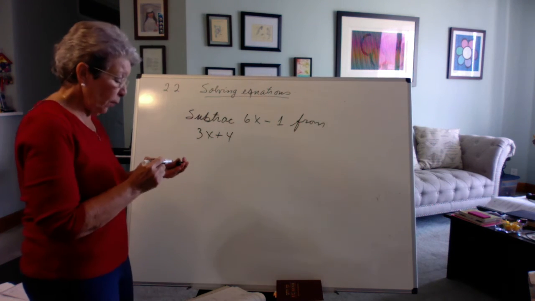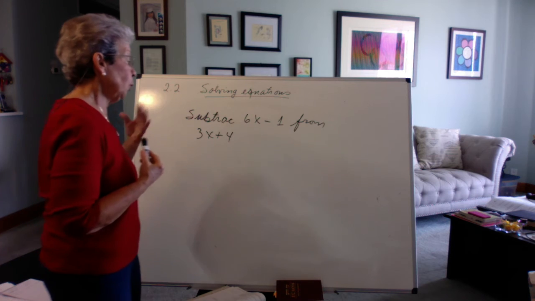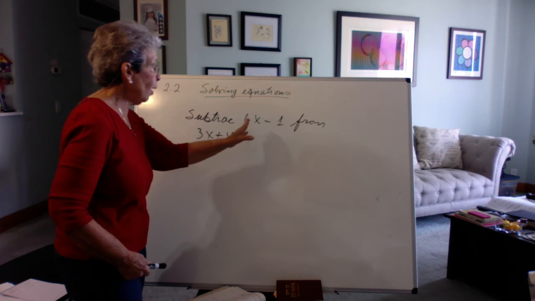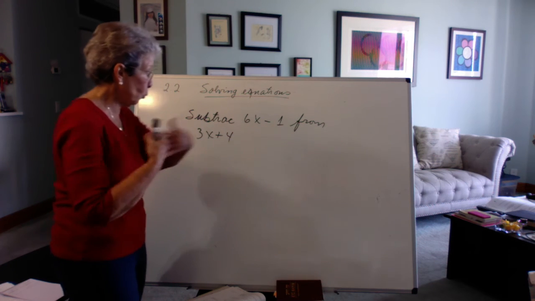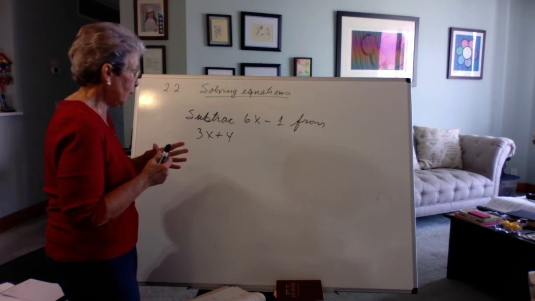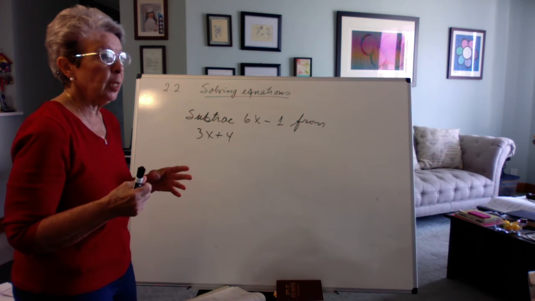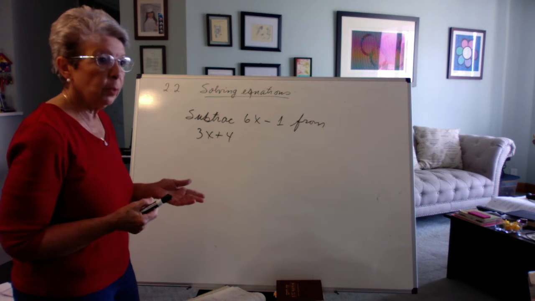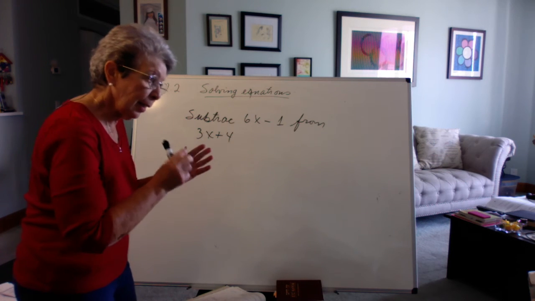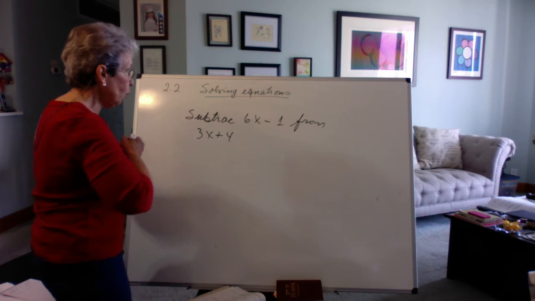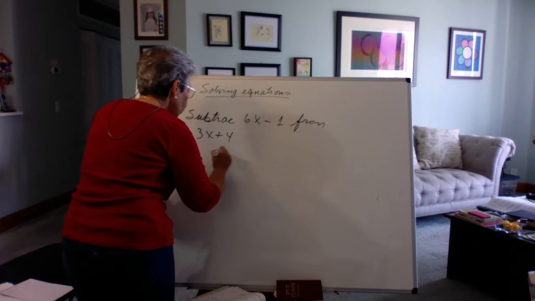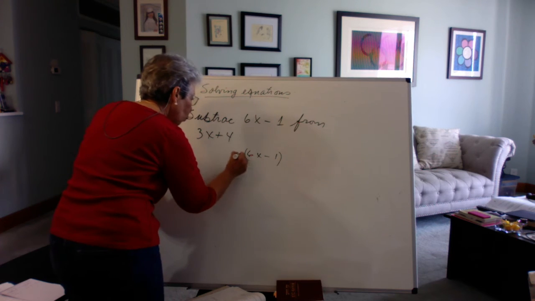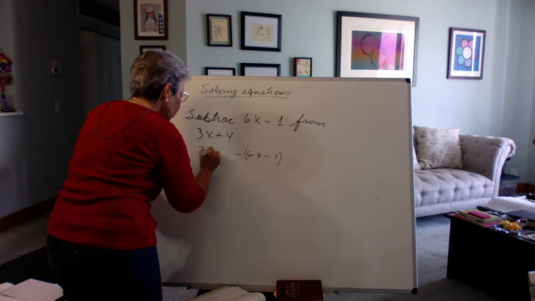Okay, this is a very important problem that you have to learn how to translate, because if you have to subtract 6x minus 1 from something, it's the same thing as, for example, wanting to subtract 4 from 10. What does it mean? You have to write the 10 and then subtract 4. In this case, you have to do it this way. You have to subtract 6x minus 1 from what? From 3x plus 4.